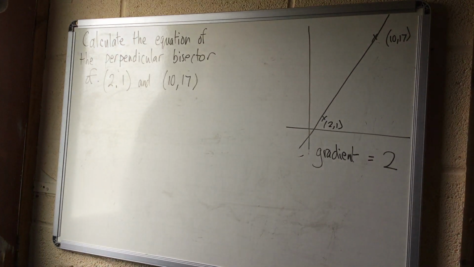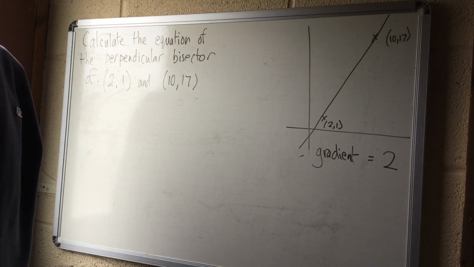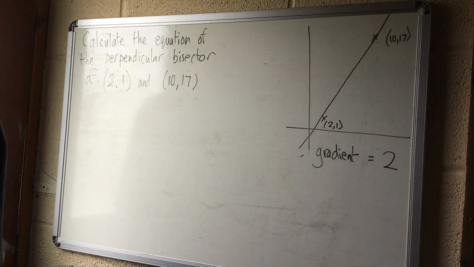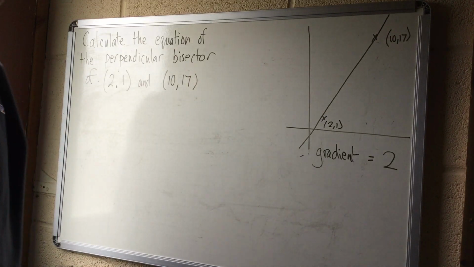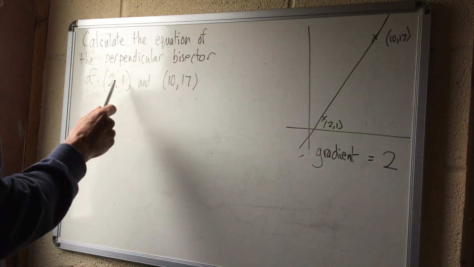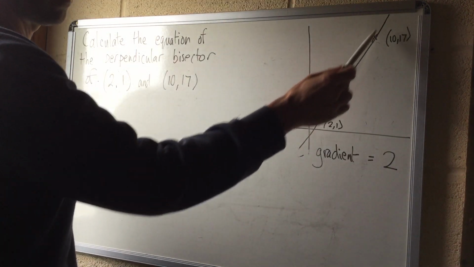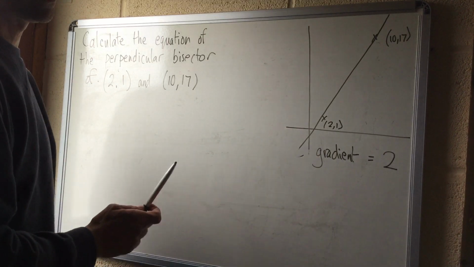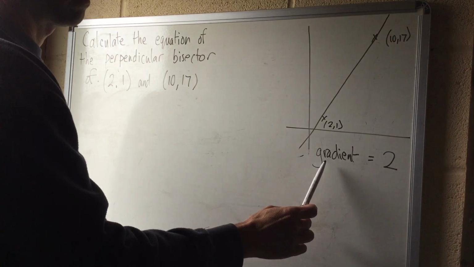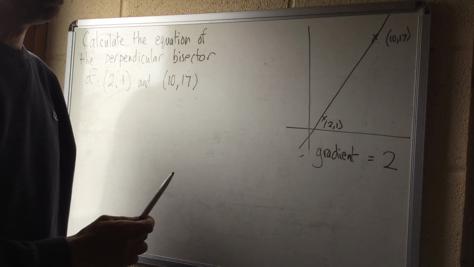Okay, now we're going to calculate the equation of a perpendicular bisector of a line segment joining 2 points. So we're going to use the same example as last time, the same 2 points, but this time I'm going to calculate the equation of the perpendicular bisector of (2, 1) and (10, 17). So I've already got the line that passes through (2, 1) and (10, 17) in place, and we know from the previous example that that had a gradient of 2.